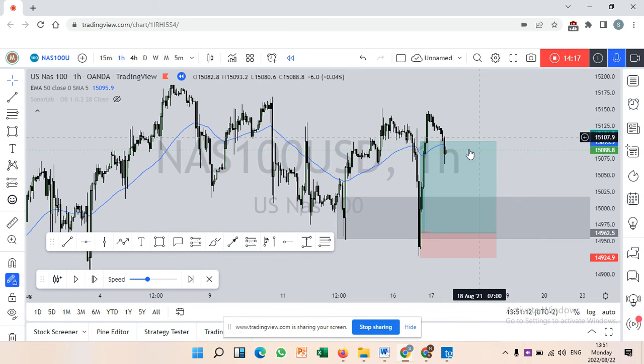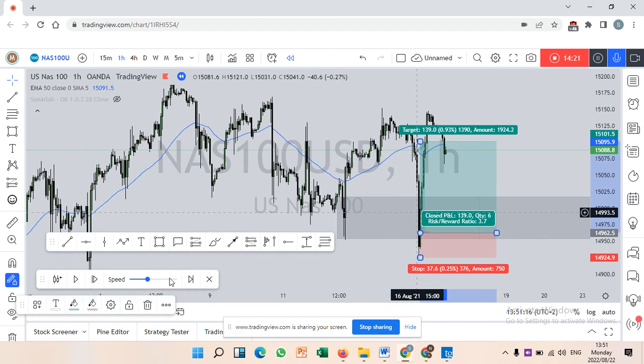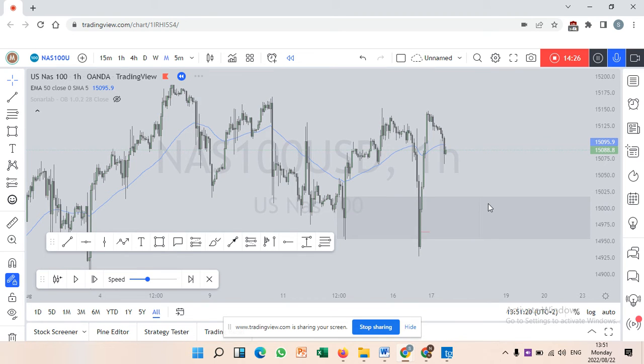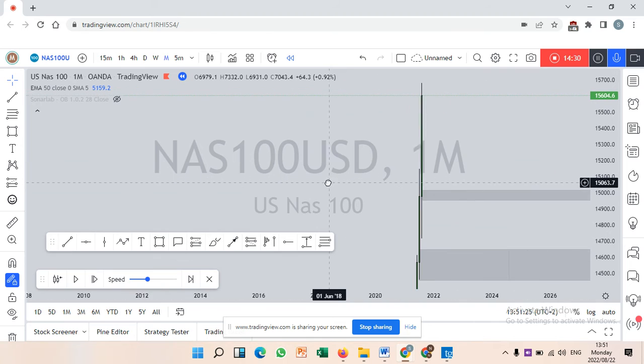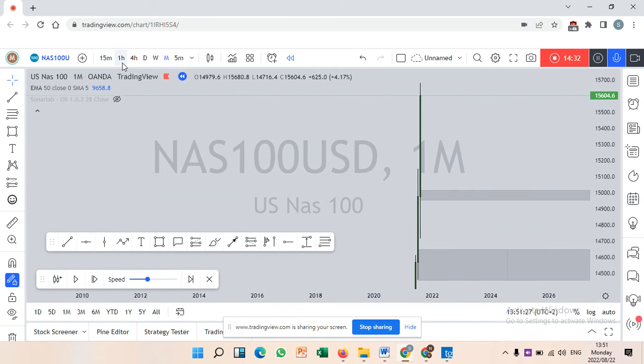Okay, cool. So the zone was still valid, and now we've closed this position right here. We went break even. It was a beautiful trade. Oh no, I went on the monthly. Very beautiful trade.